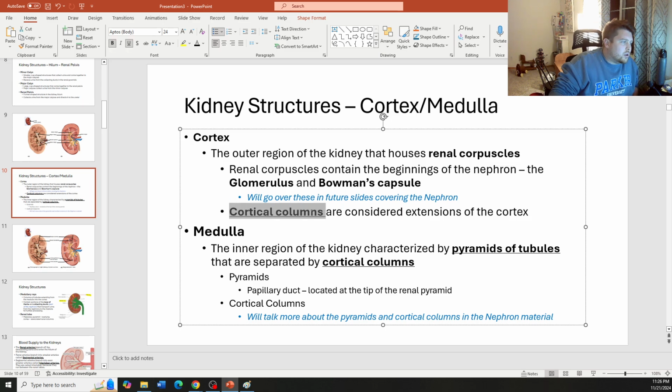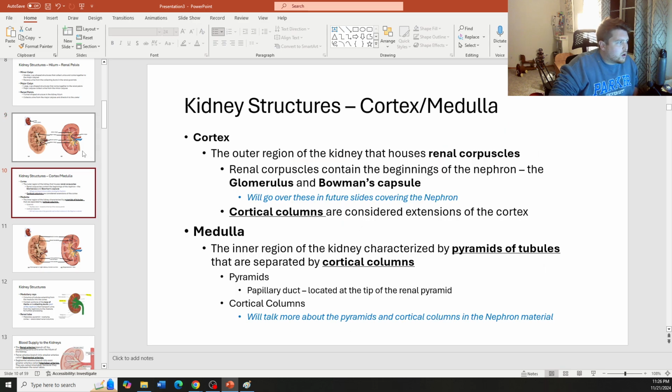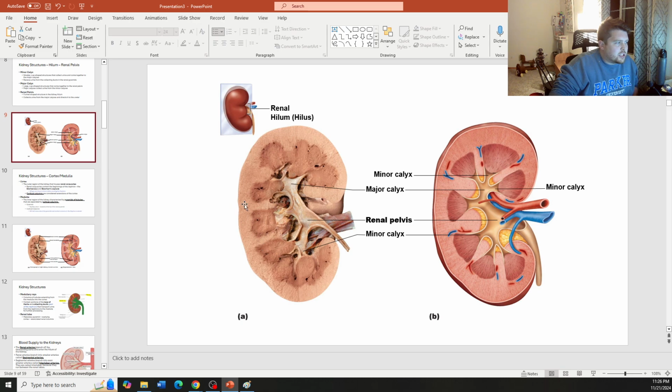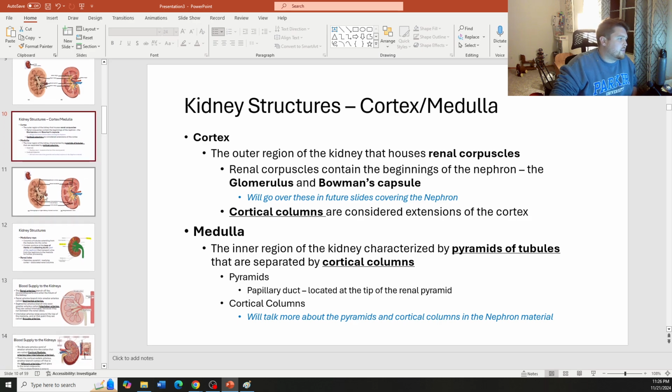Next, the cortical columns. We notice how these darker spaces here are the medulla, and then these spaces in between where it's lighter colored, all of that is the cortex. So the cortical columns are these portions diving in. They're considered an extension of the cortex.